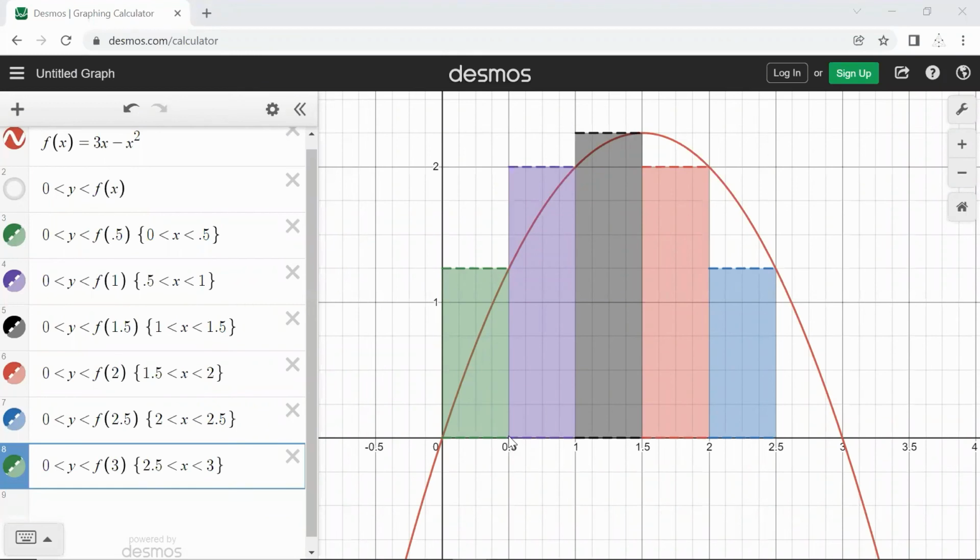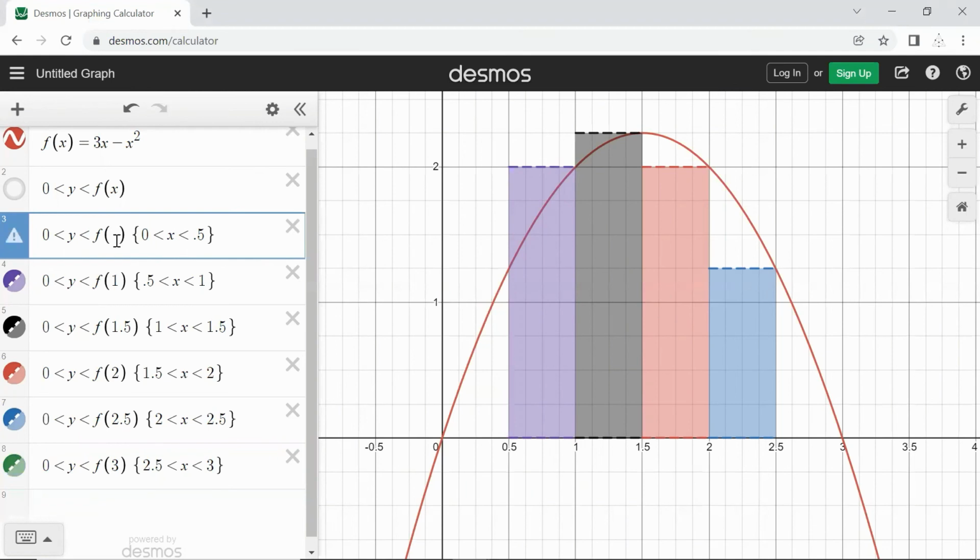Graphically, we saw that when we used the right-hand rule, we did this. We used 0.5 for our first rectangle, 1 for our second, 1.5 for our third, 2 for our fourth, 2.5 for our fifth one, and then 3 for our last one. If I wanted to use the left-hand rule, I would have used 0 for the first height. Let's go ahead and do that. Let's use the left-hand rule. 0 for the first height.